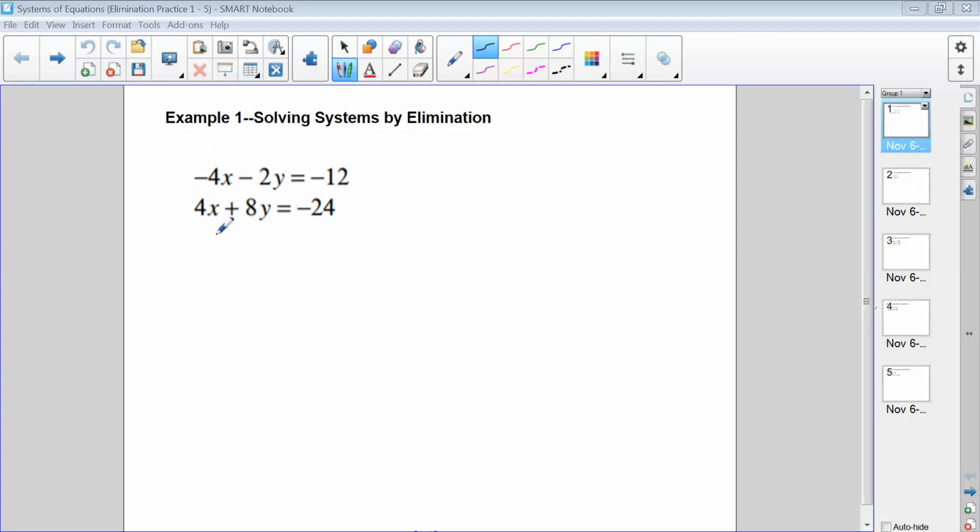These next few slides we're going to look at just non-context, but just looking at different types of elimination problems and solving those.